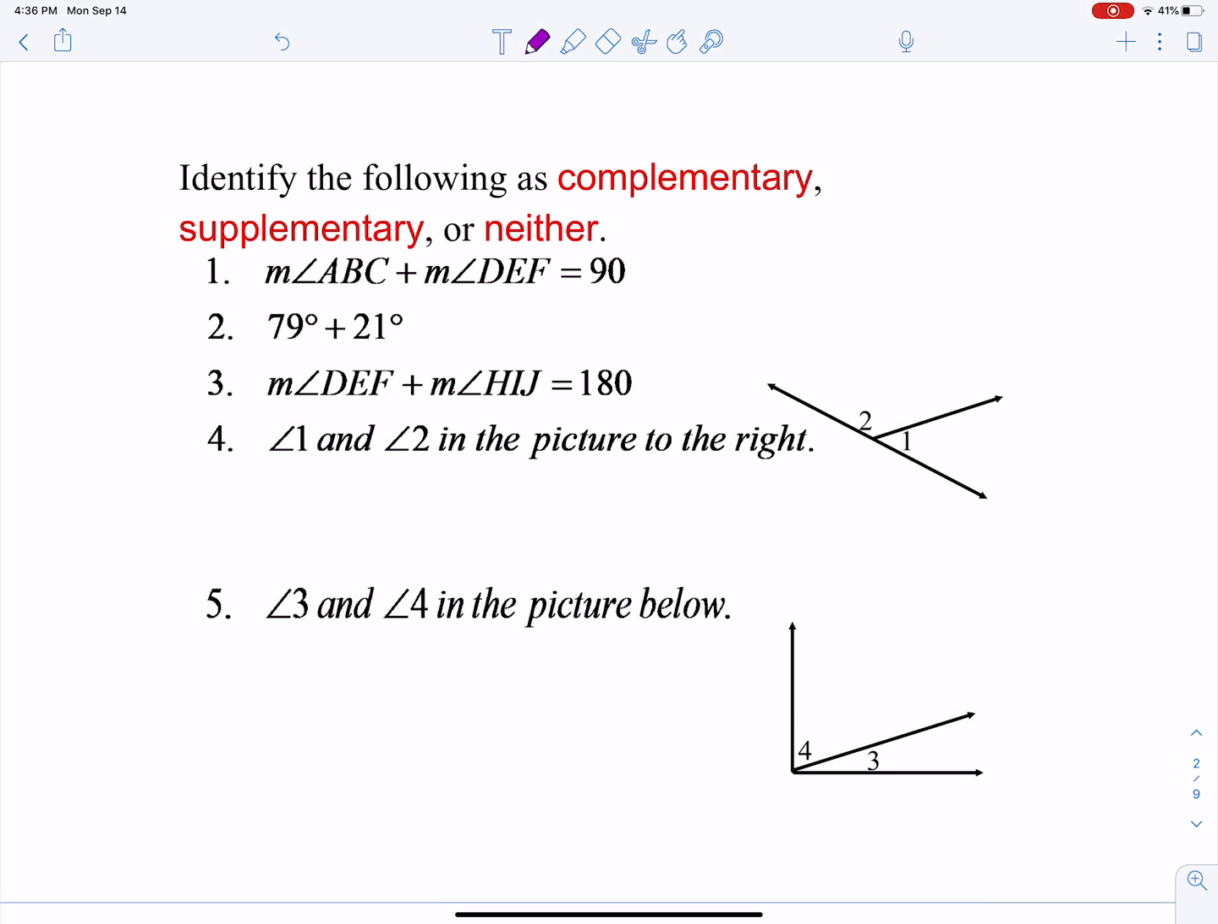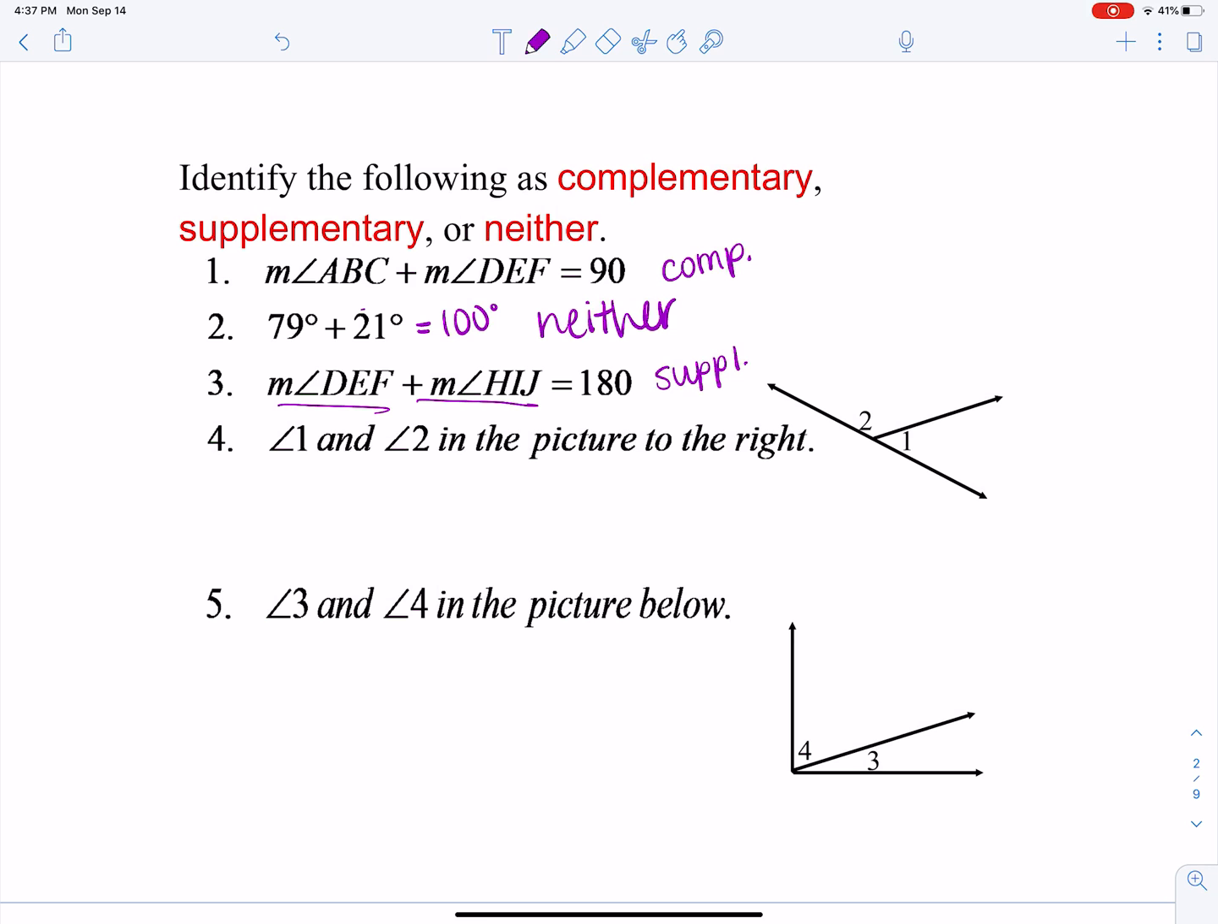Identify the following as complementary, supplementary, or neither. The measure of angle ABC plus the measure of angle DEF is 90. So these two angles add up to 90. That means they are complementary. 79 degrees plus 21 degrees. Let's see. That actually adds up to 100. So these are neither. Here we have an equation where two angles add up to 180 degrees. That means they are supplementary.